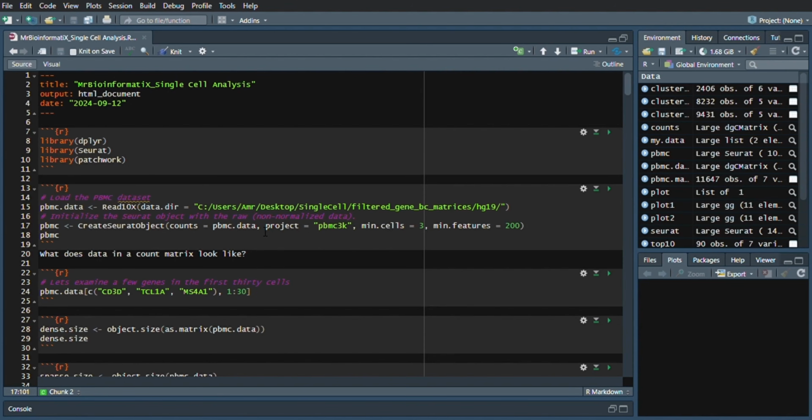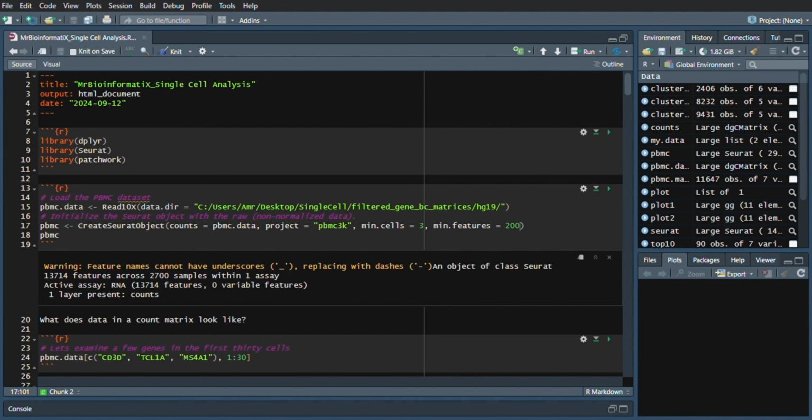Min.cells means only include genes that are found in at least this many cells. So setting it to 3 means we only keep genes found in 3 or more cells. This helps get rid of genes that aren't useful. And for min.features equal to 200, this means we only keep cells with 200 or more detected genes. This helps remove cells that don't have enough data to be useful. So let's run our code.